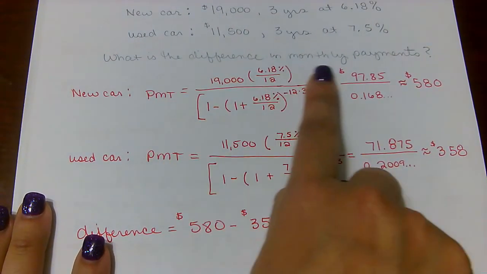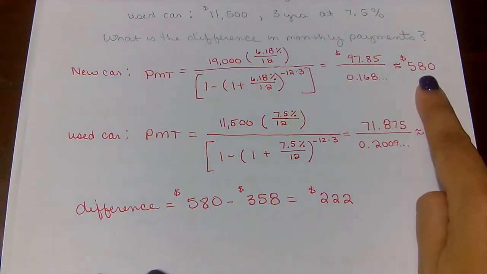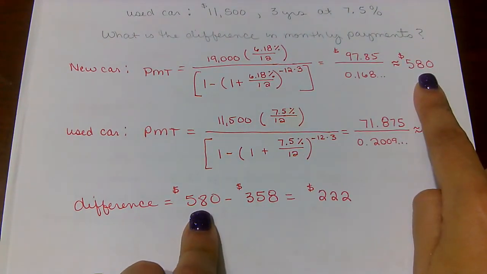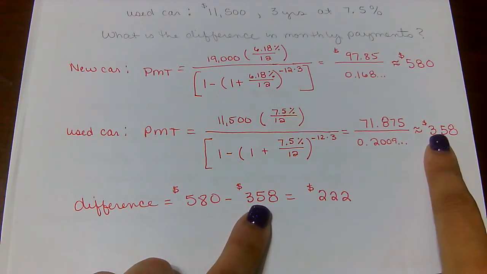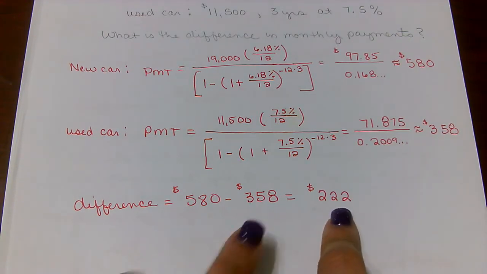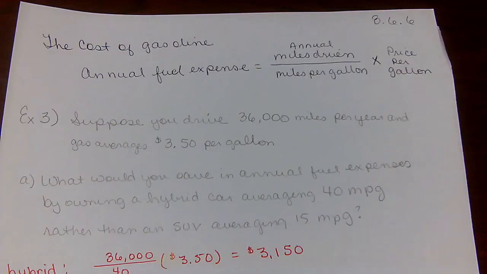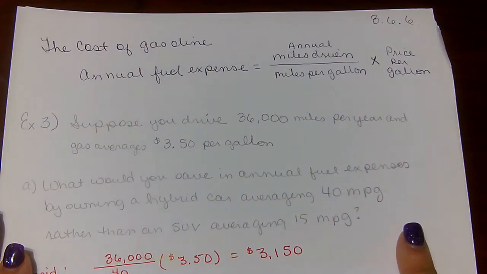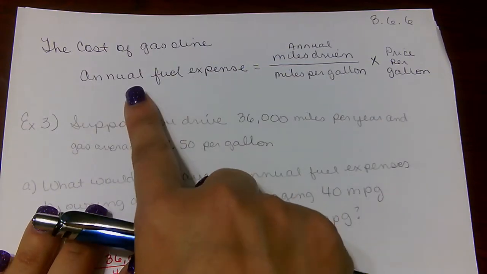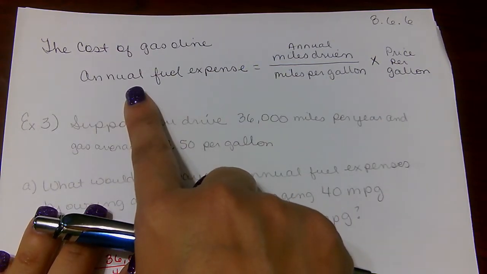It says, what is the difference in monthly payments? Well, if the new car was $580 and the used car payments was $358, our difference would be $222. Regardless of whatever option you're going with, buying your car, new or used, or leasing a car, you still have to pay for gasoline. So let's figure out the cost of gasoline.